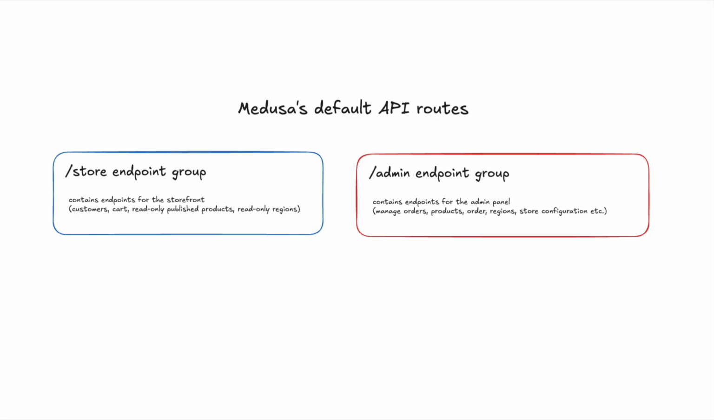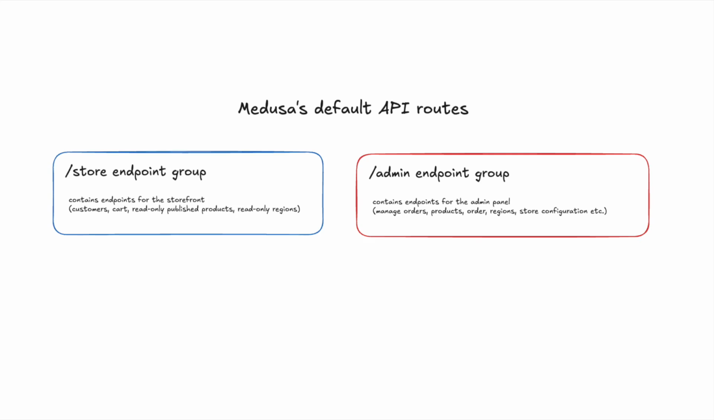As Medusa is a headless commerce engine, it comes with already built endpoint groups. The first endpoint group type is the store, and the second one is admin. The store endpoint group is typically used on the storefront. So for example, reading published products, reading me as a customer, my orders, reading my cart, updating my cart, and reading, for example, region. So you can imagine it as customer related logic.